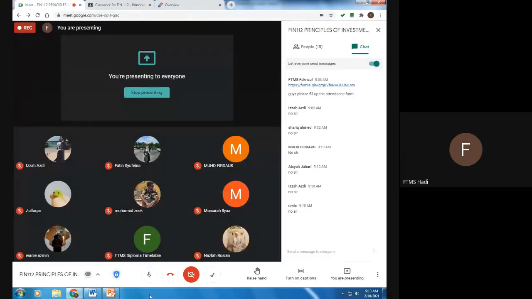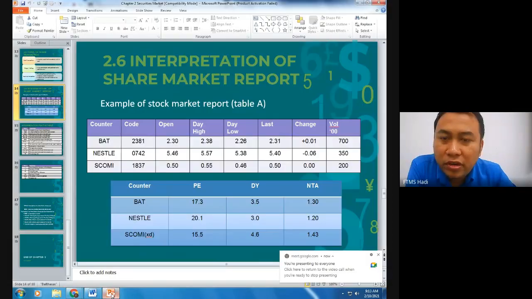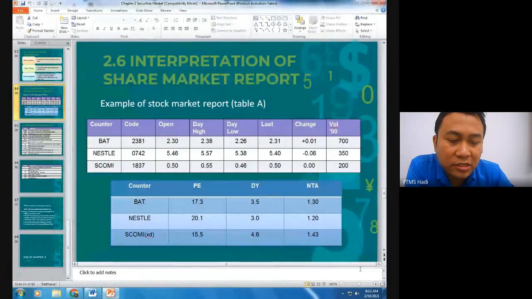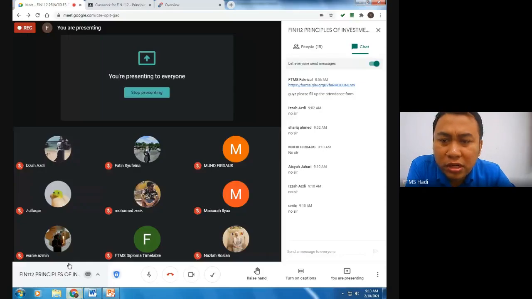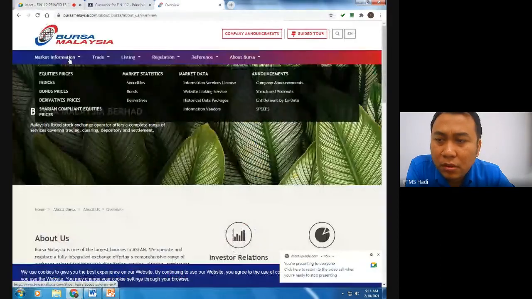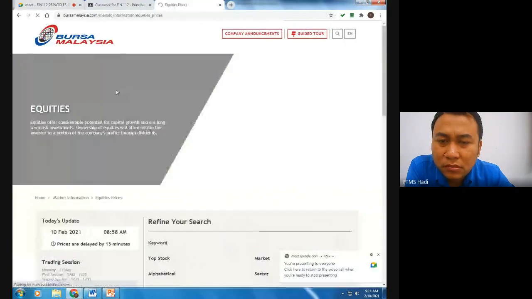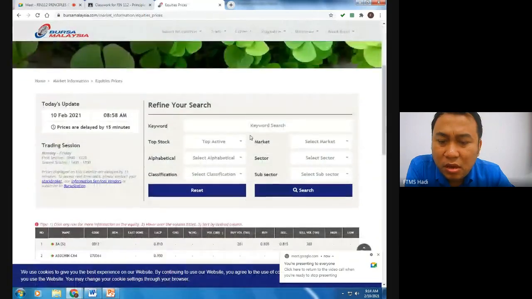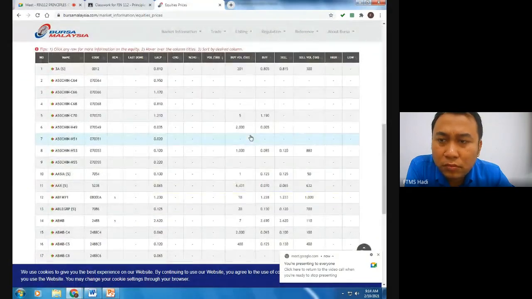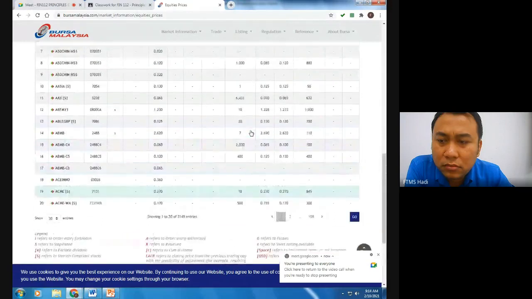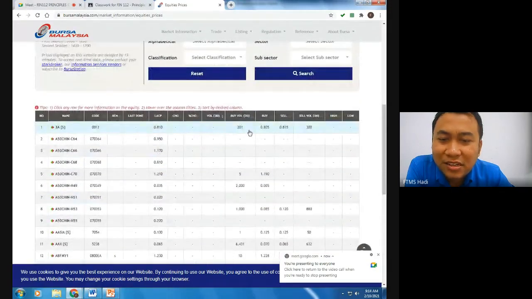Okay, let's move on to the next part, which is reading the share market reports. Before we go into this, I would like to share with you the market information here. Equities prices. This is early morning, so they haven't got the information yet.